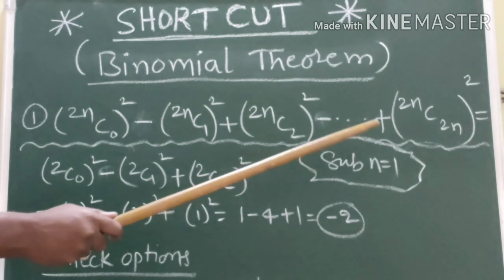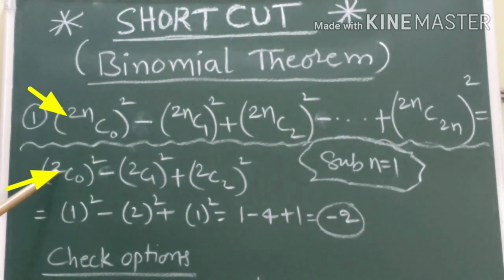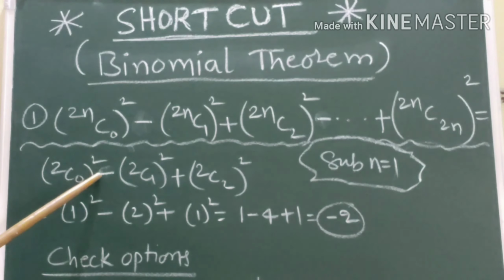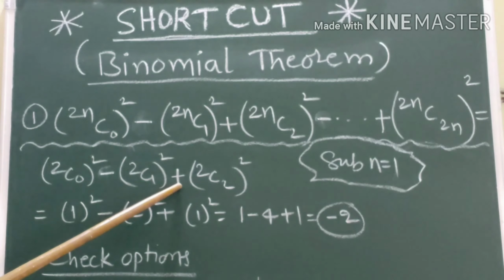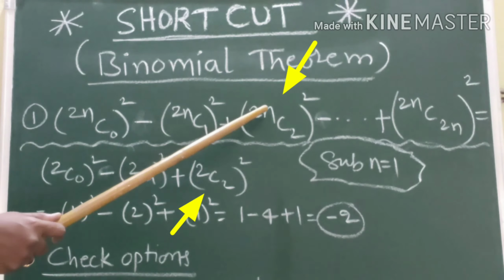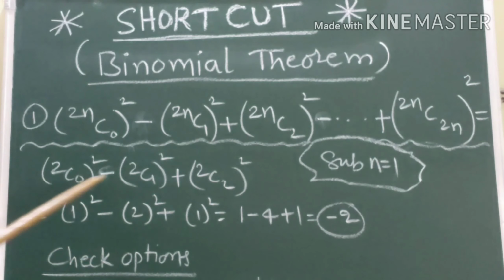By substituting n is equal to 1, we get first one 2 into 1, that is 2c0 whole square, minus second one 2 into 1, 2c1 whole square, plus third one 2 into 1, 2c2 whole square, and no need of other terms because the next term becomes 2c3, so that is not possible. So we have to stop up to the first three terms.